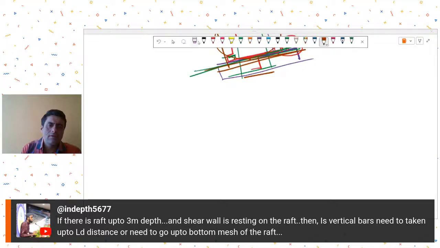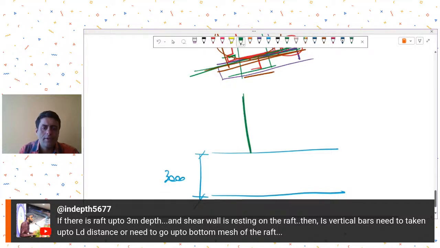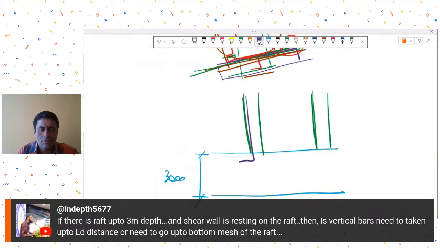Technically speaking, what his question is, I am showing you a cross section. There is this raft, 3 meters, a very thick raft. I am showing you the sectional view, and then there is a wall or column starting from this. Let's say this has a 25 dia bar. So his question is, can I just terminate my bars like this?